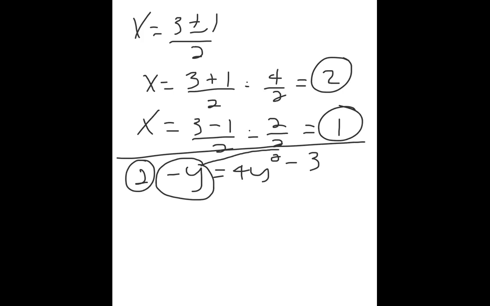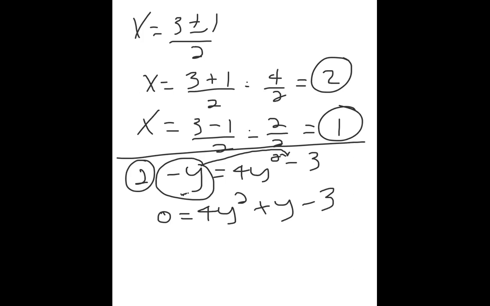Since I like working with a positive square term, I am going to take the negative y and move it over. So this will become 4y squared plus y. That negative y from the left side goes to the right side and becomes a positive. And then this will equal to 0.